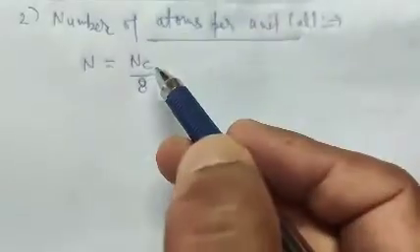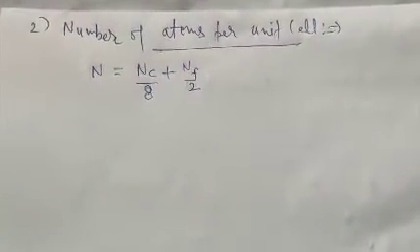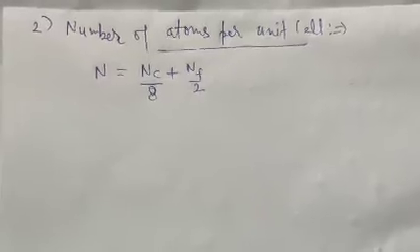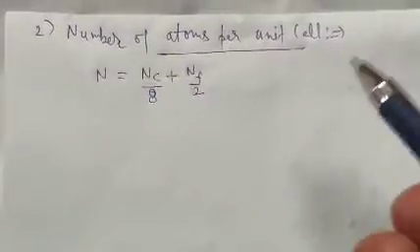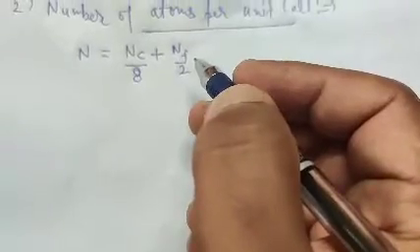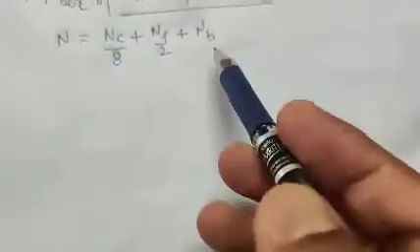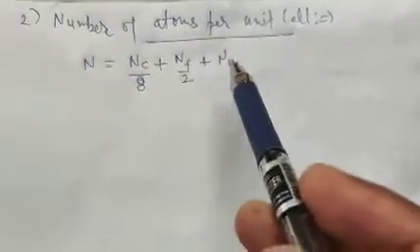So therefore this is nc upon 8. And next this is plus nf upon 2. We know that each face has a face-centered atom, and I have told you that this face-centered atom has a half contribution to the unit cell. Therefore this is nf upon 2, where nf is the number of face-centered atoms, and plus nv, where nv is the number of body-centered atoms. So this will be the formula for the number of atoms per unit cell.